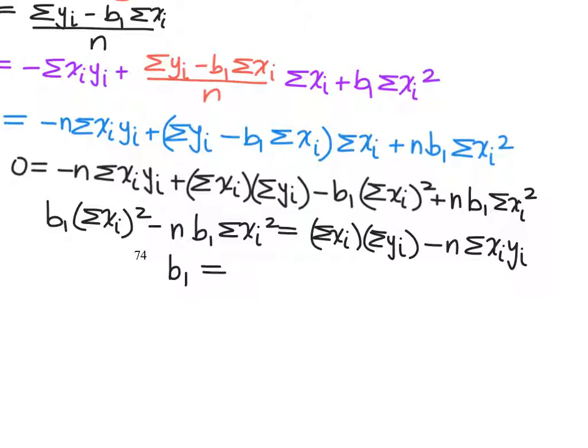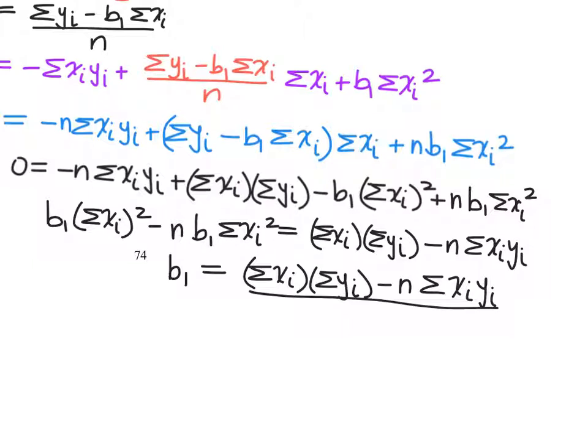It's not a commutative operation when it comes to summation. Also, more importantly, I think, ultimately we want to solve for b sub 1. So just by pulling out the b sub 1, we're going to get there quicker. All right, so the sum of x sub i times the sum of y sub i minus n times the sum of x sub i y sub i, all over the sum of x sub i squared minus n times the sum of x sub i squared.